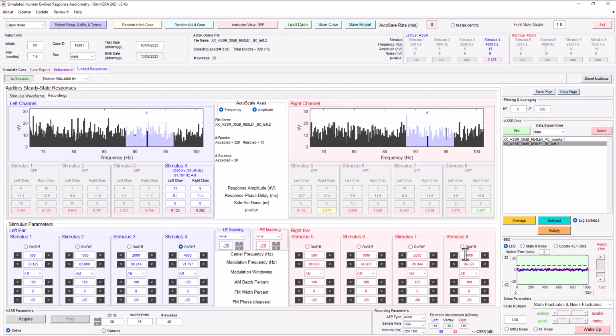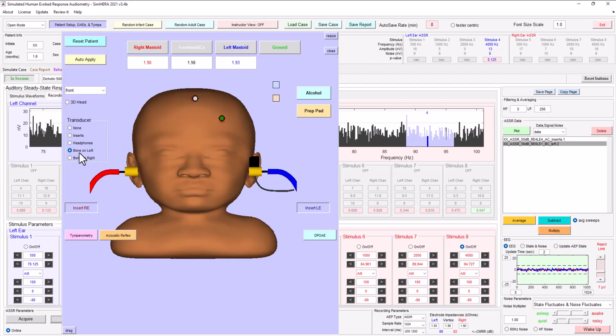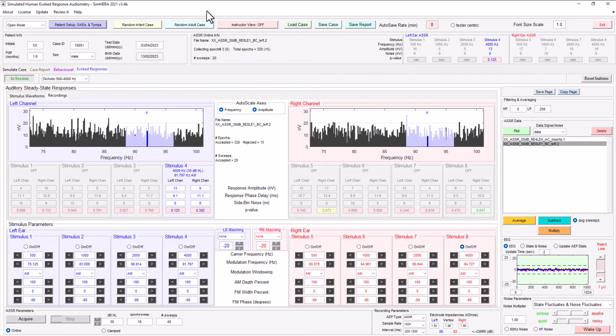Now we're going to move on to the 4,000 hertz right and do the same assessment and turn off the left. But before we do that, we've got to go and place the bone oscillator on the right there. And baby's still quiet. Go ahead and acquire.